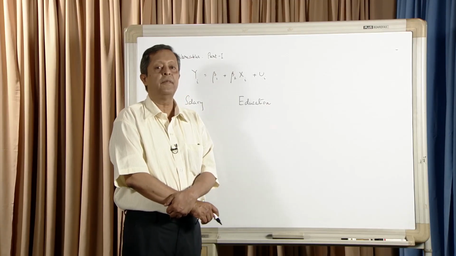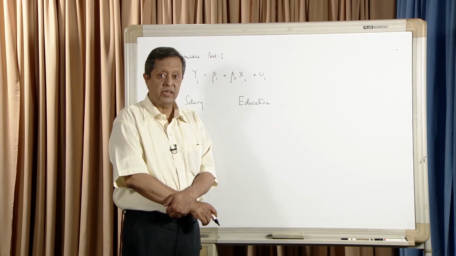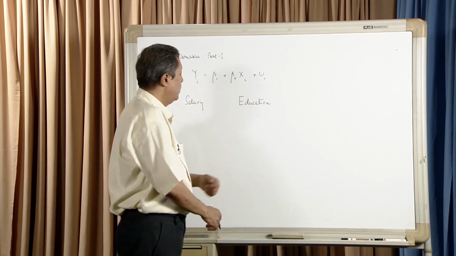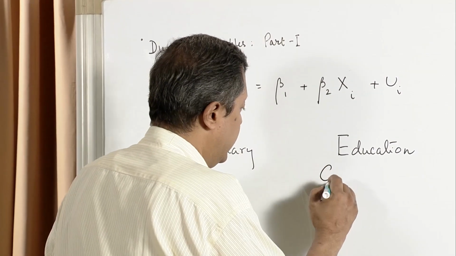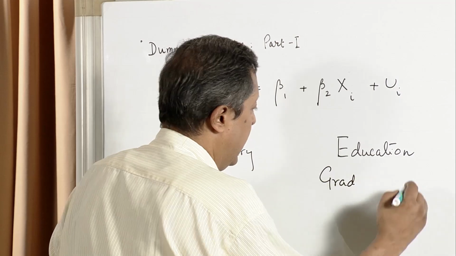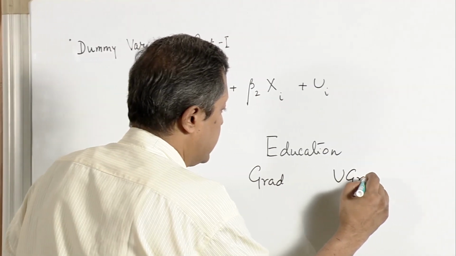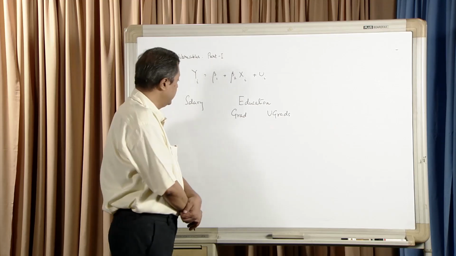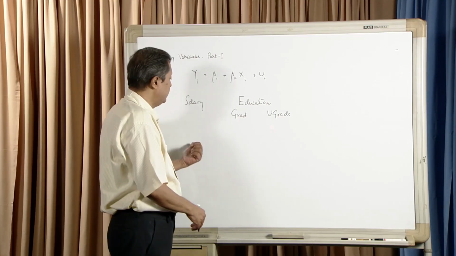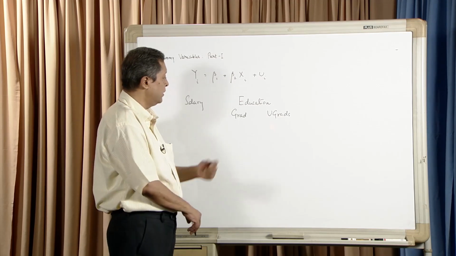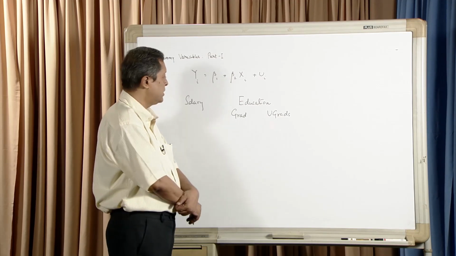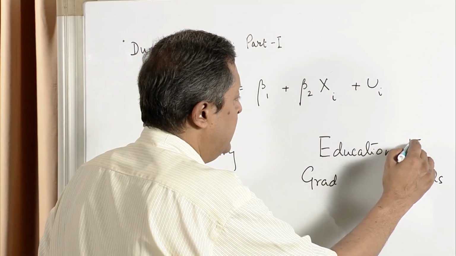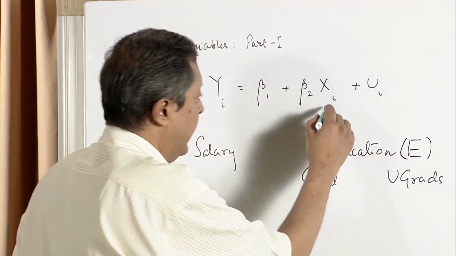Education can be measured in two ways. One, number of years of education, but better still, we can take different levels of education. For example, we have graduates and undergraduates. So, we are trying to inquire whether there is a difference in the salary of employees depending on whether they are graduates or undergraduates. Accordingly, we use the variable E in place of x.